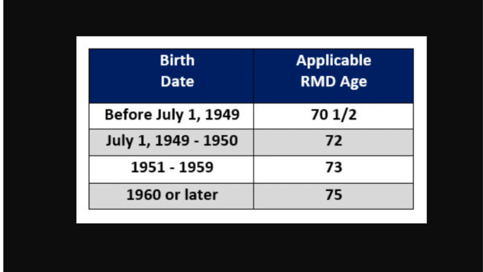So just remember, if you were born before July 1st, 1949, you're still under the original rules of 70 and a half is when you have to start taking those RMDs. If you're born between July 1st, 1949 and 1950, age 72 is your RMD age. 1951 to 59, it's 73 is when you have to start taking those IRA or pre-tax withdrawals. 1960 or later, 75 is the RMD age.